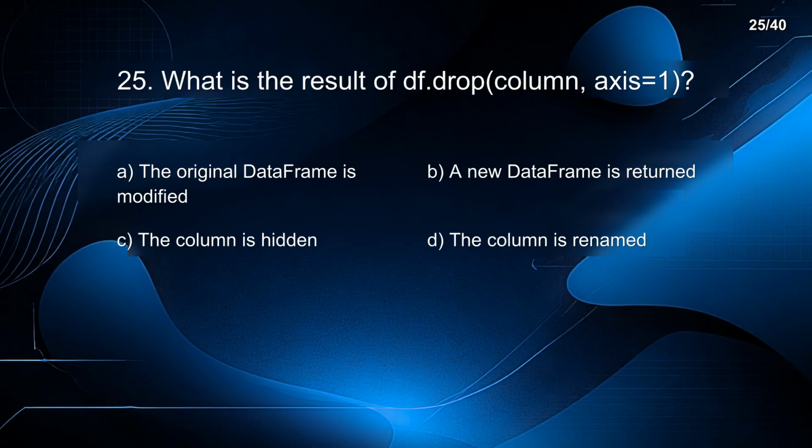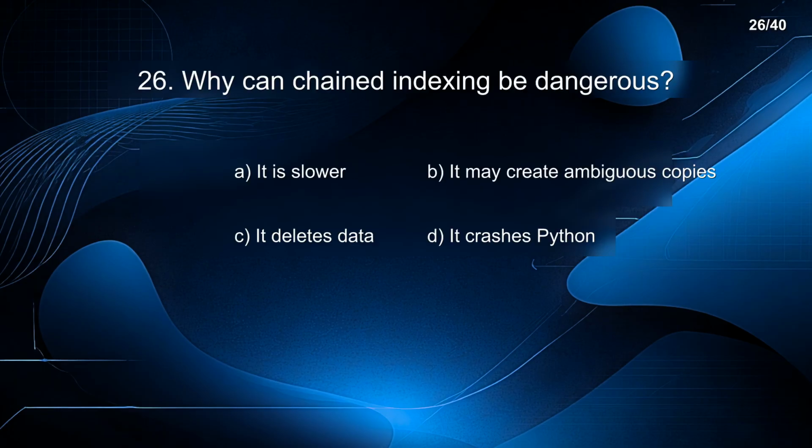Correct answer is B. A new DataFrame is returned. 26th question. Why can chained indexing be dangerous? A. It is slower. B. It may create ambiguous copies. C. It deletes data. D. It crashes Python.